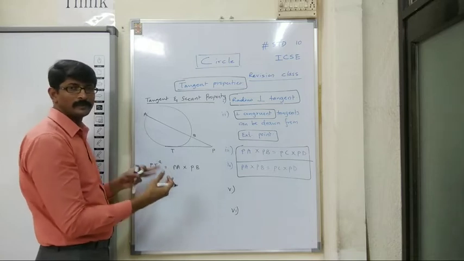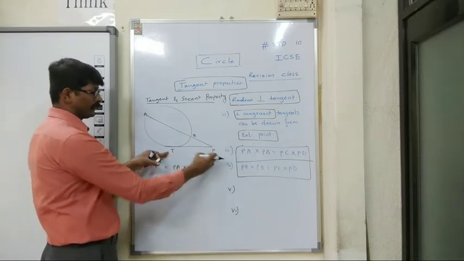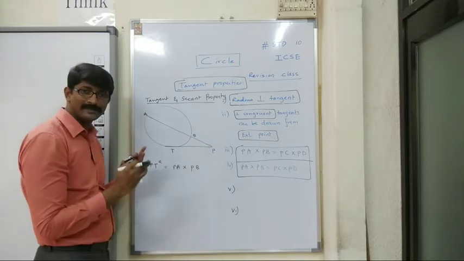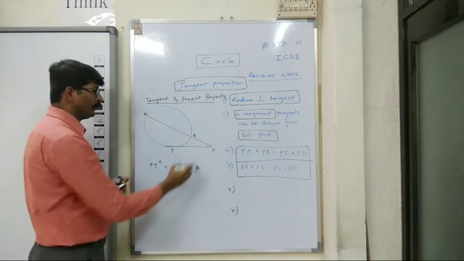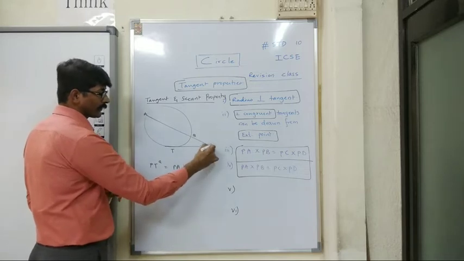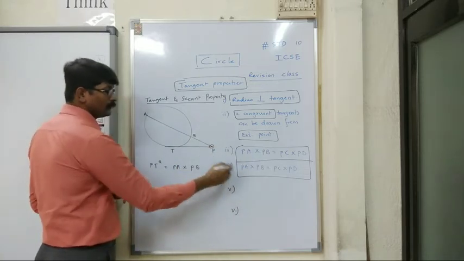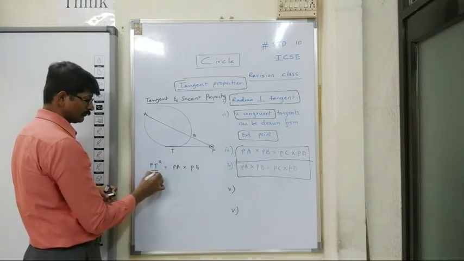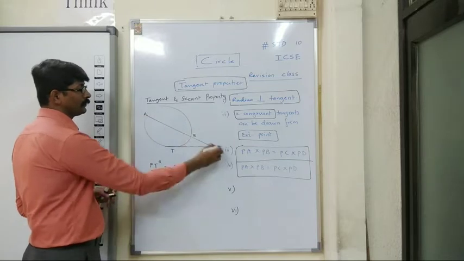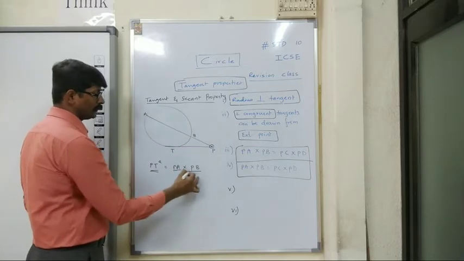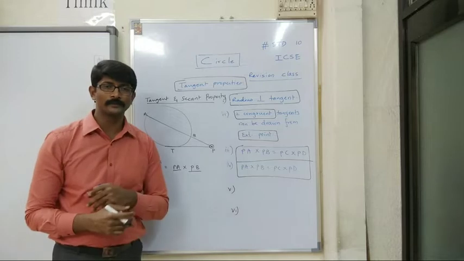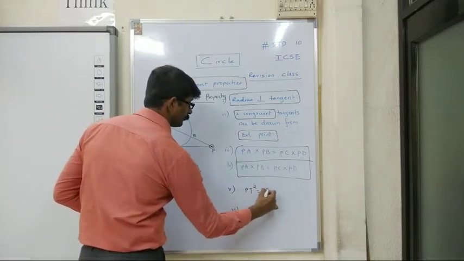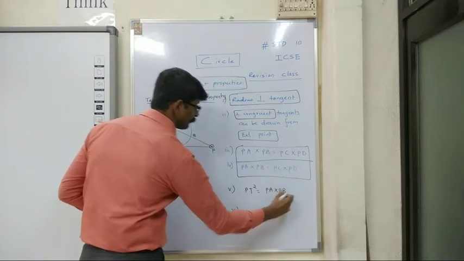Many people misunderstand even this property. They write PT square is equal to AB into AP, which is absolutely wrong. Reason: we have to go to the point of contact. As I already told over here as well as here, you have to go first of all to the point of contact. From there, PT square is equal to PA into PB. I hope you have understood this, student. And then I'll write it on this. PT square is equal to PA into PB.